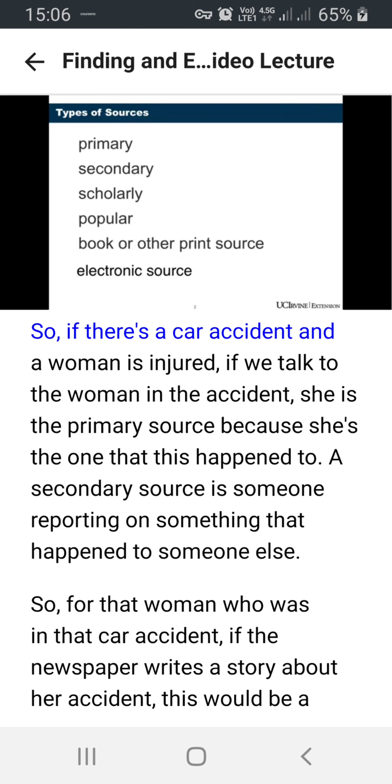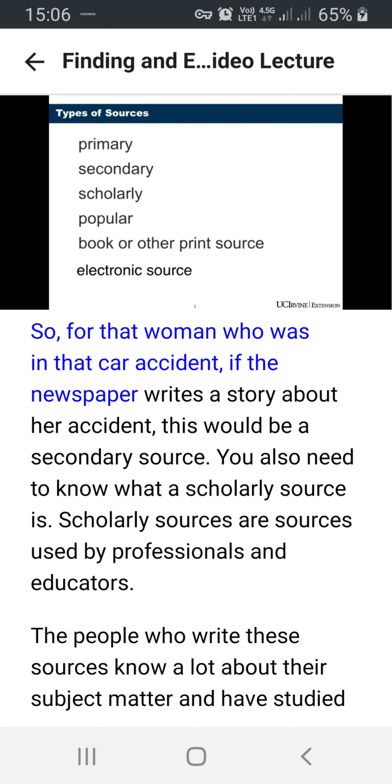So if there's a car accident and a woman is injured, if we talk to the woman in the accident, she is the primary source because she's the one that this happened to. A secondary source is someone reporting on something that happened to someone else. So for that woman who is in the car accident, if the newspaper writes a story about her accident, this would be a secondary source.